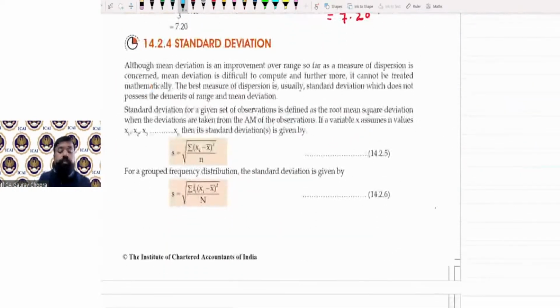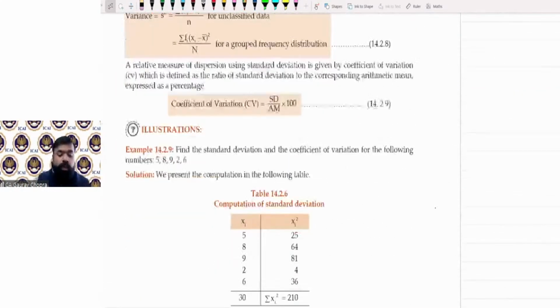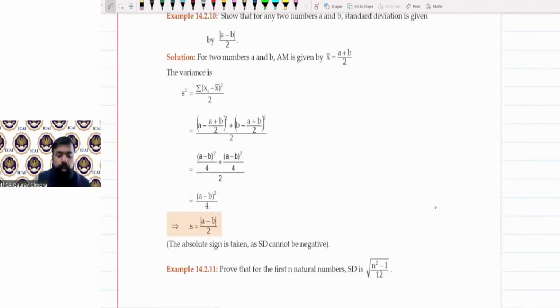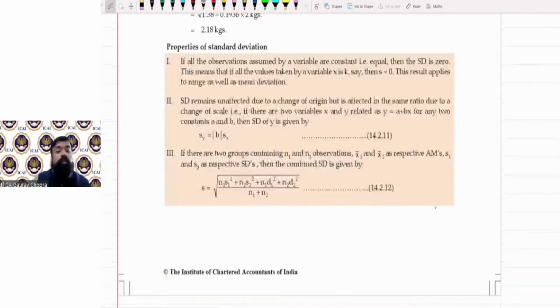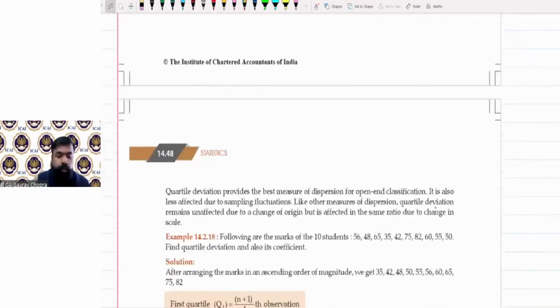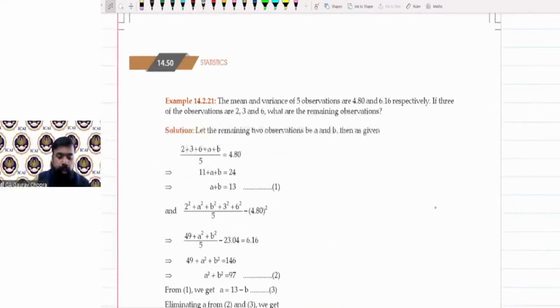So we have done mean deviation from here. Now let's take some back questions also. Standard deviation will be covered in the next session. Now we have to take back questions.